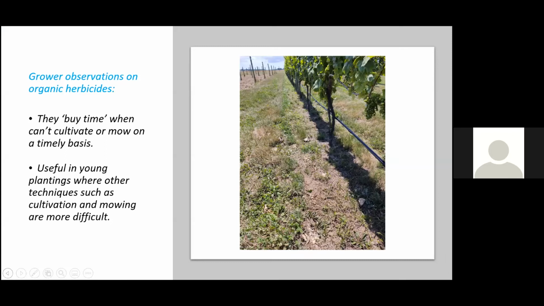So my slides seem to be doing their own thing too. So grower, just put these in. These were a couple of grower quotes on the use of organic herbicides. And one guy, he does not use conventional herbicides at all. He primarily cultivates. And he feels that when he is getting behind on cultivation, he can buy a little time with the organic herbicides, and that they might be useful in plantings where other techniques such as cultivation or undervine mowing are difficult. And that would be the case particularly with young vines, just due to the risk of damage. So just some thoughts from a local grower.